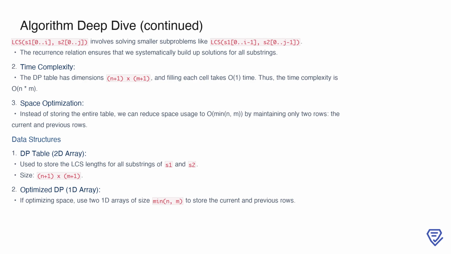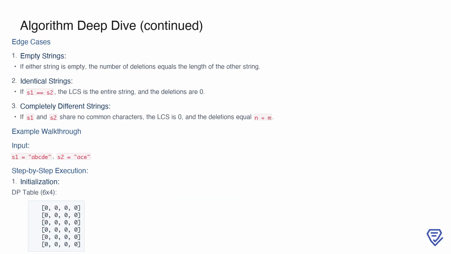Additionally, we can optimize the space complexity from O(n * m) to O(min(n, m)) by maintaining only two rows of the table, the current and previous rows. This optimization significantly reduces memory usage while still allowing the algorithm to compute the LCS accurately. For implementation, we use a 2D array or, in the optimized version, two 1D arrays to capture the necessary values for the computation. Now, let's consider some important edge cases to ensure our algorithm handles all scenarios.